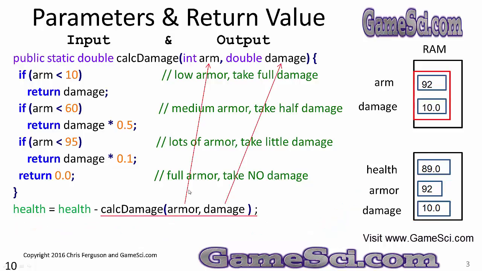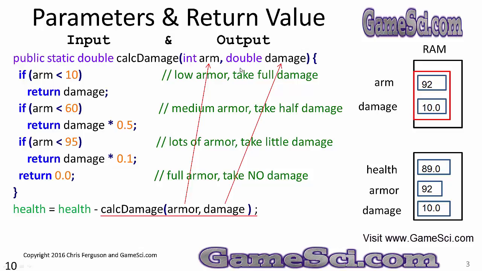Let's call the method. The current value of armor, 92, will be passed to the parameter arm, and you can see the 92 shows up there. The current damage assessment of 10 will be sent to the parameter damage. Again, the parameter could have the same name as the variable that is passed to it. Do keep in mind these two variables are different. This local parameter damage is different than this variable damage. But the value 10 was transferred to that variable, so you see a 10 showing up.